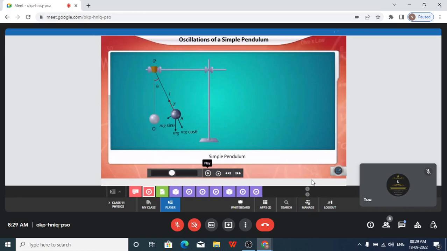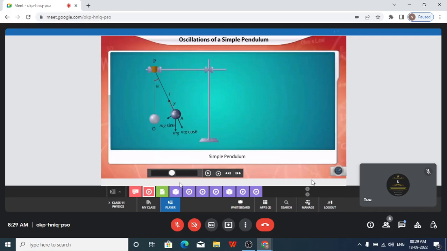And when you go for resolution of vectors, you must have studied that. So do you want me to explain the resolution of vectors separately, or do you already know how to resolve the vectors in the vertical and the horizontal plane? Okay, I hope that is clear.